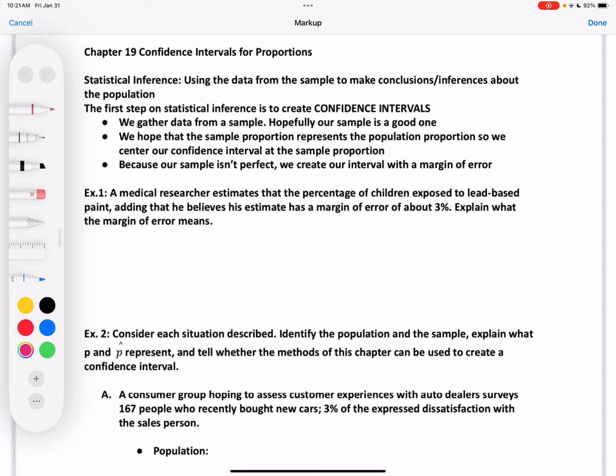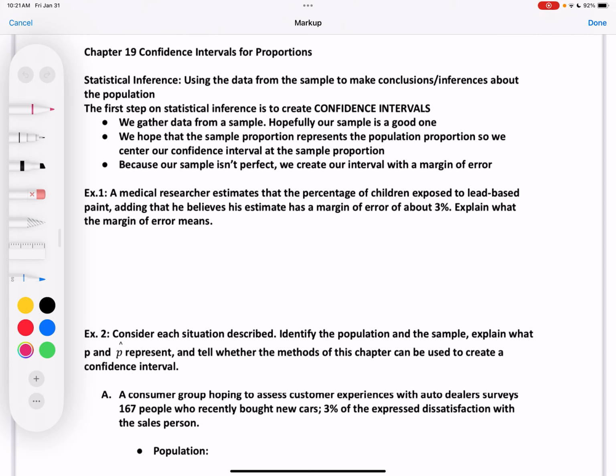So we gather data from a sample. Hopefully our sample's a good one. We hope that the sample proportion represents the population proportion, so we center our confidence interval at the sample proportion. And because our sample isn't perfect, we create our interval with a margin of error.